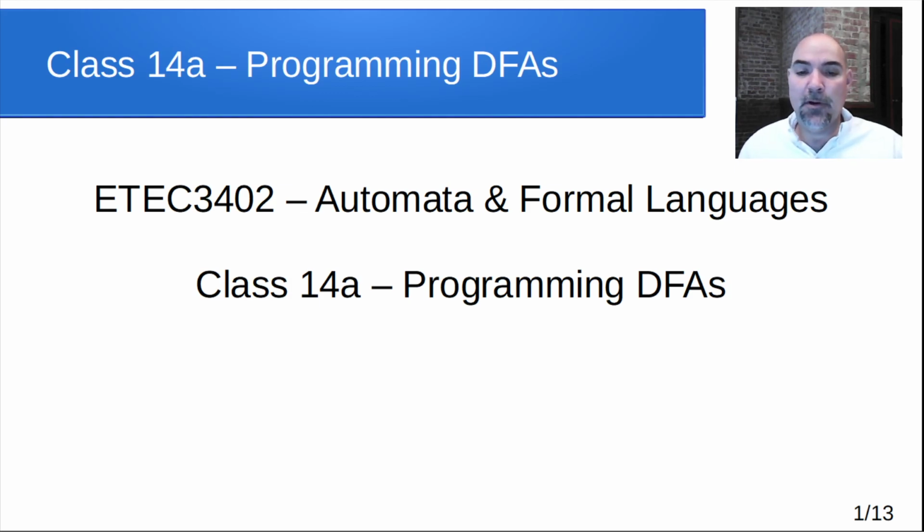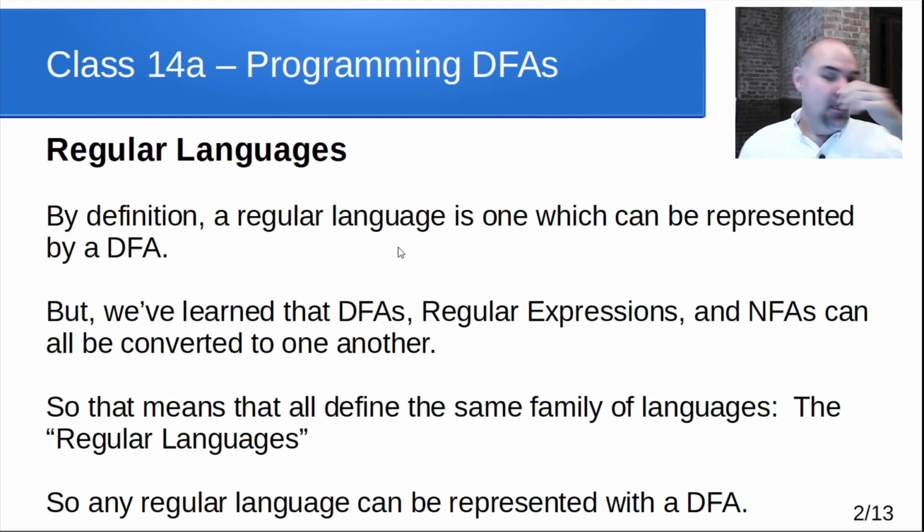So this is about programming DFAs. So far, what we've had is this concept of regular languages. By definition, a regular language is one for which there exists a DFA. So if you have a DFA that defines a language, you know that's a regular language. Conversely, if I have a regular language, I know that I could make a DFA for it. We've learned that that's possible because if I have a regular expression, I can make that into an NFA. I can then make that NFA into a DFA. So no matter if I have a regular expression, an NFA, or DFA, those are all regular languages, so we can make a DFA for any of them.